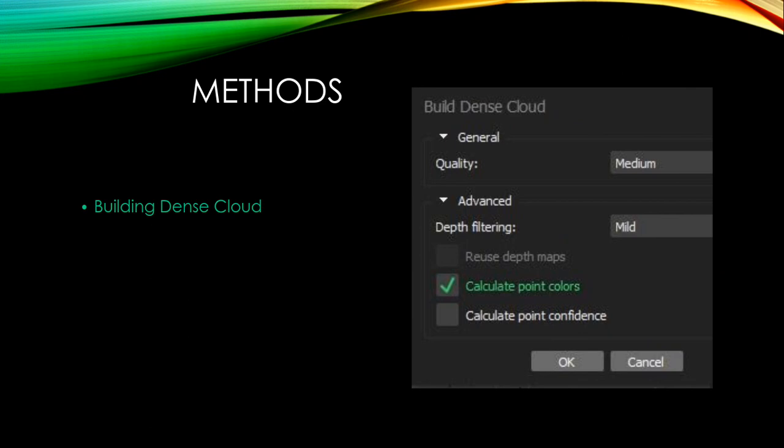Next, you'll build a dense cloud, and on the right, you will see the parameters used to build that dense cloud, and it is recommended to use a medium quality setting because anything higher does take much more time to process for not necessarily much greater improvement.